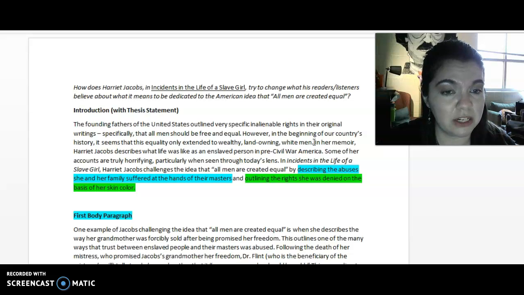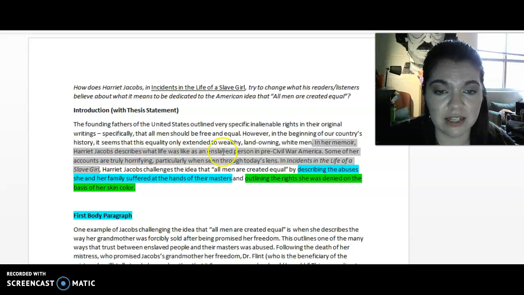You then want to mention the name of the text and the author, as seen here in the next sentence and a half. It says, in her memoir, Harriet Jacobs describes what life was like as an enslaved person in pre-Civil War America. Some of her accounts are truly horrifying, particularly when seen through today's lens. In Incidents in the Life of a Slave Girl. As you can see, I've included the name of the author as well as the name of the text.